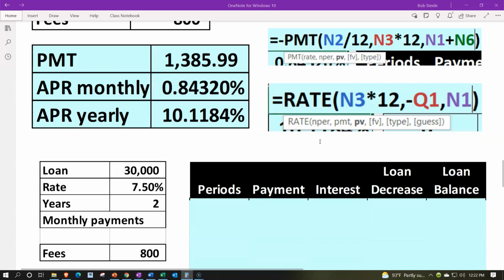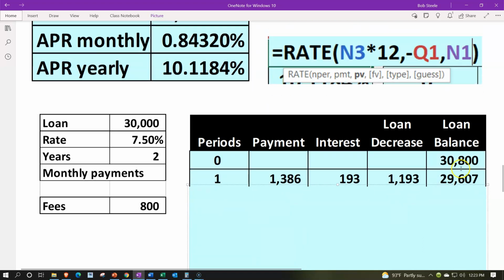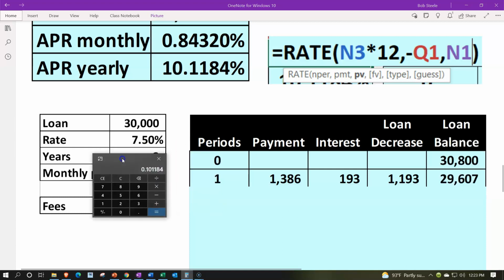Now then, if we put that into an amortization table, we won't do the whole amortization table, but just remember that first number is not going to be 30,000. We only needed 30,000, but they are going to make us a loan of the 30,800 because they made us pay them 800, tacked it on to the loan. So therefore, that 800 is included in that balance. And when we do the amortization table, we're just going to use the 7.5%, not the APR of the 10.1184.